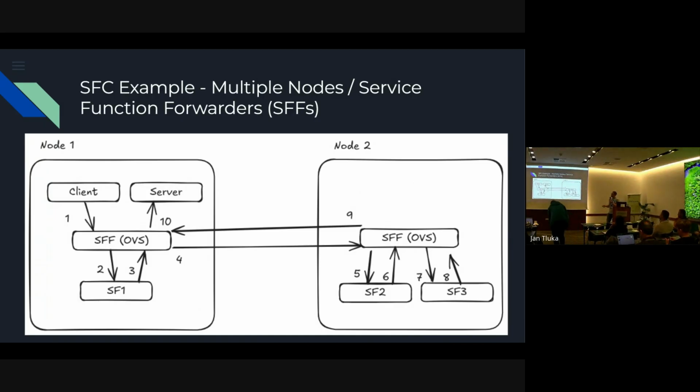The client sends the packet in step 1, the service function forwarder forwards it down to service function 1, and it then comes back out to the service function forwarder on node 1. In step 4, it goes across to the other node, to service function 2 and service function 3, comes back, and then the service function forwarder sends it back to the original node, and finally to the server.